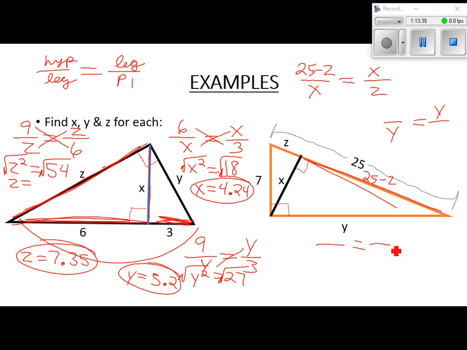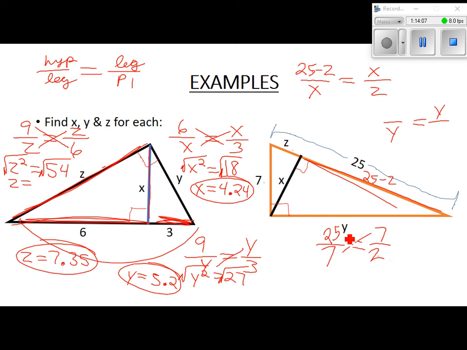If we pick Z, it's the hypotenuse part. Well, we probably want to pick this leg right here. Where's that 7 go? Bottom there and top there. What's the whole hypotenuse? 25. What's down here? Z. Is that one that we can solve? Sometimes it's going to be confusing. Sometimes you can solve one, sometimes you can't. Don't just give up. Pick another one and try to set up another proportion.